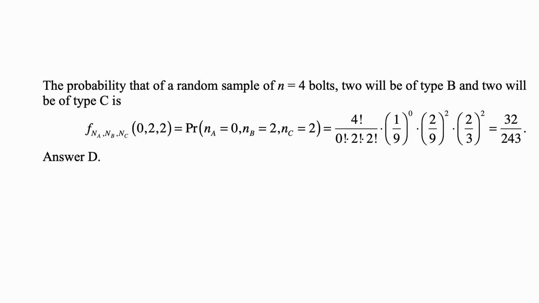Then the probability that in a random sample of n equal to 4 bolts, 2 will be of type B and 2 will be of type C is 4 factorial over 0 factorial, because there are 0 bolts of type A, times 2 factorial times 2 factorial times 1/9 to the 0 times 2/9 squared times 2/3 squared, and that's 32 over 243, which is answer D.